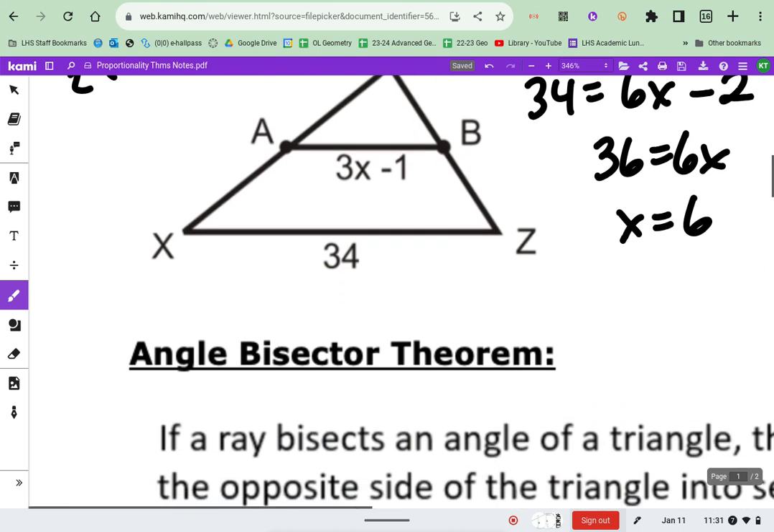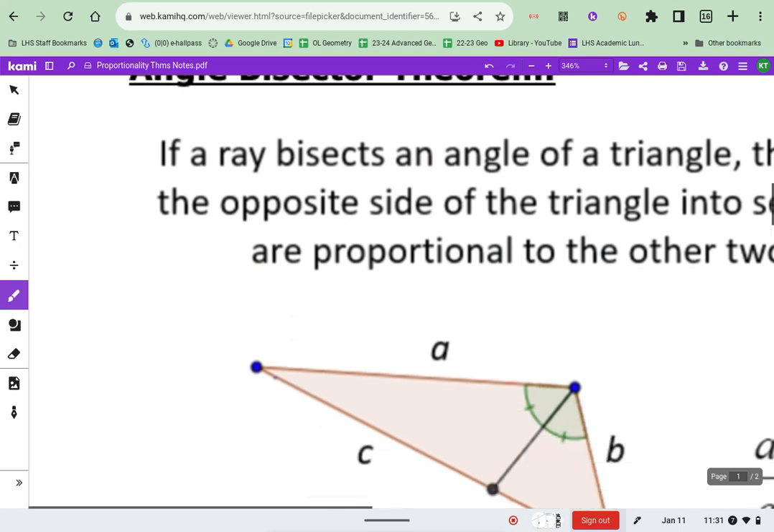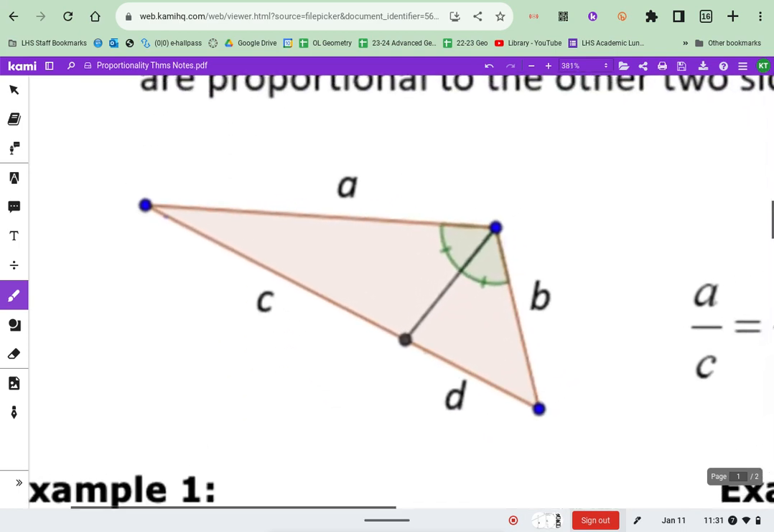All right, next up is the angle bisector theorem. Instead of reading all that to you, I'm just going to talk to you about it. We know that angle bisectors cut angles in half. So this angle at the top is being cut into 2 equal pieces. And when it does that, it divides the triangle proportionally too, so that A over C is proportional to B over D. That's kind of a cool thing too.